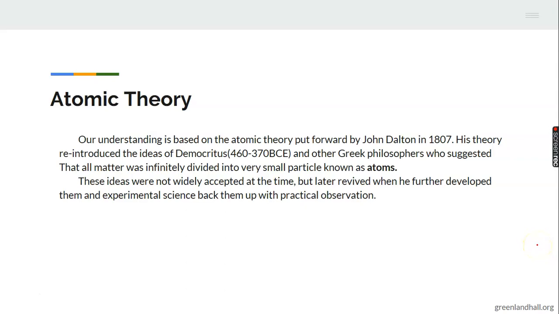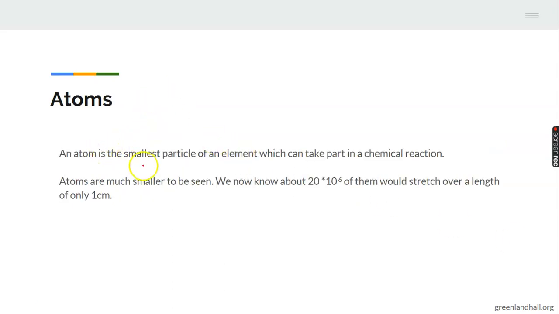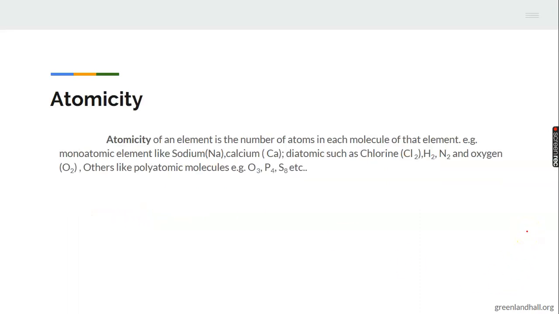From this introduction, you have to see that without experiments, without being tested and trusted, nothing can just be accepted that way. So, atoms. An atom is the smallest particle of an element which can take part in a chemical reaction. Atoms are much too small to be seen. About 20 times 10 raised to power 6 of them will stretch over a length of just 1 centimeter. That shows you how tiny they are.